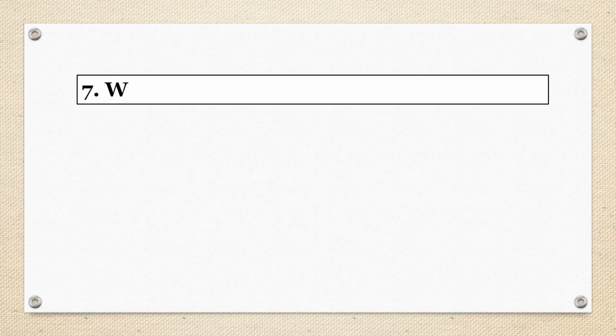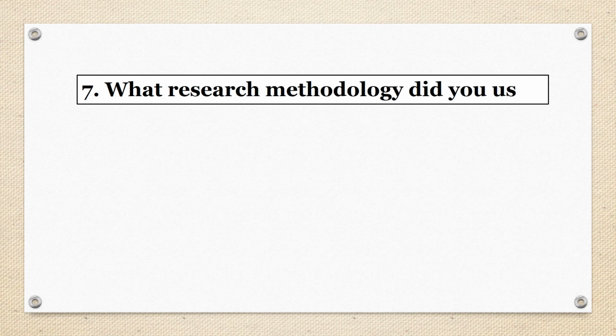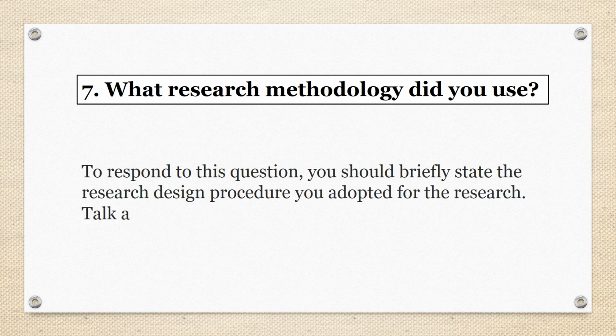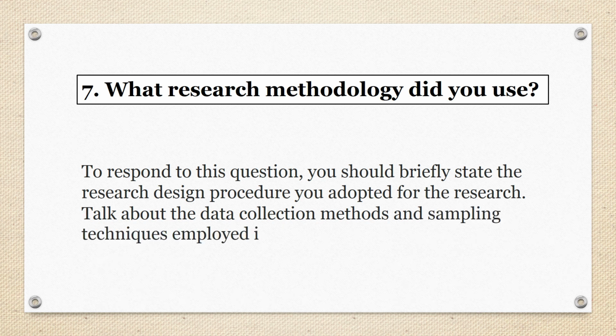Question number 7, what research methodology did you use? There are different types of research methodologies. For example, in the case of quantitative research, there are different types of research methodologies. In the case of qualitative research, some other research methodologies are used. So why did you use a particular research methodology? To respond to this question, you should briefly state the research design or the research methodology you adopted for the research. Talk about the data collection methods and the sampling techniques employed in the research.